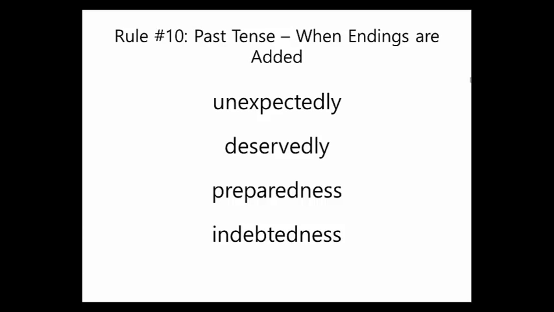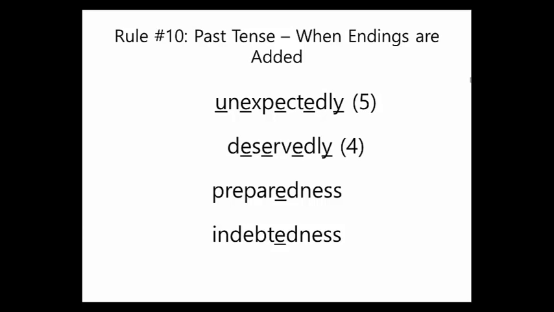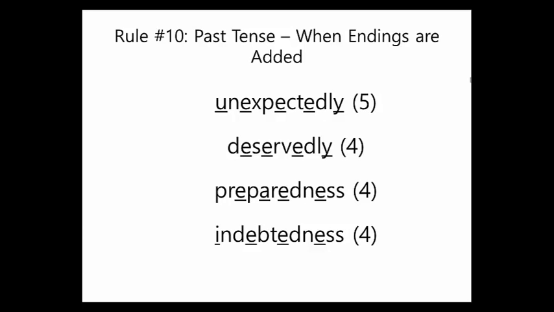We have seen that in many words ending in ed, the e will not make a sound. But when the endings ly or ness come after the ed, the e will make a sound. So the first word will have five parts, and the others will each have four.